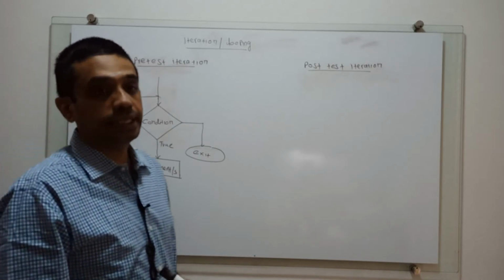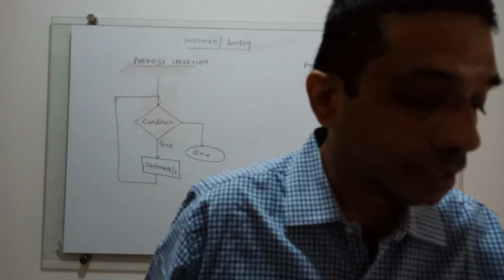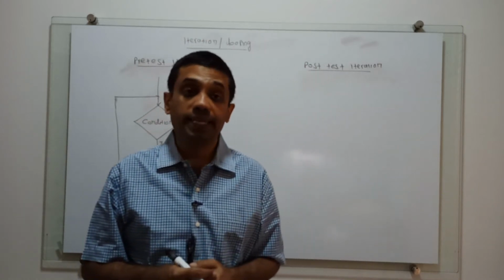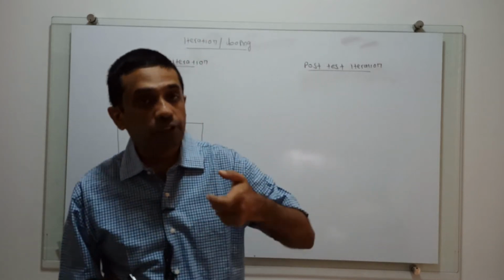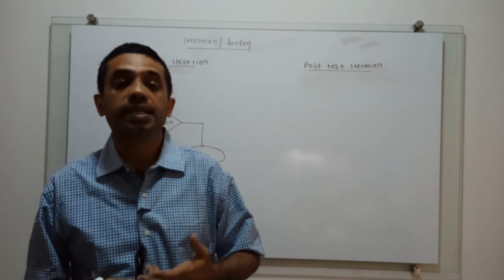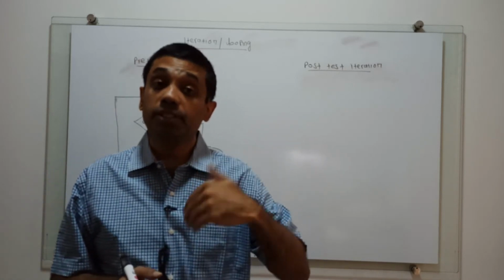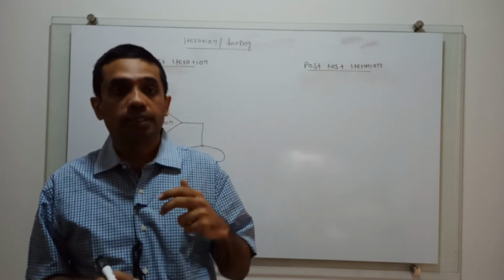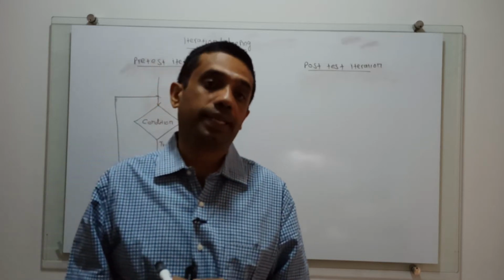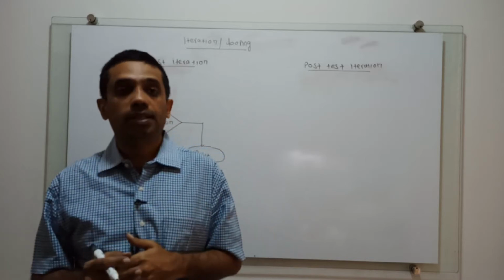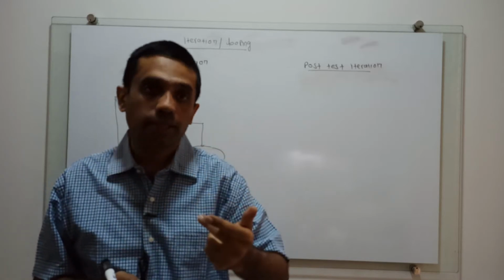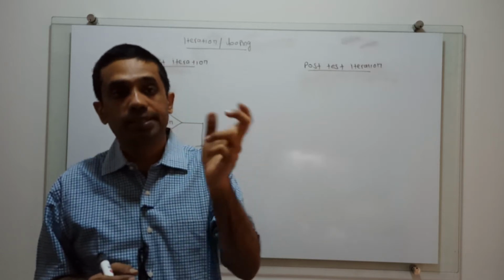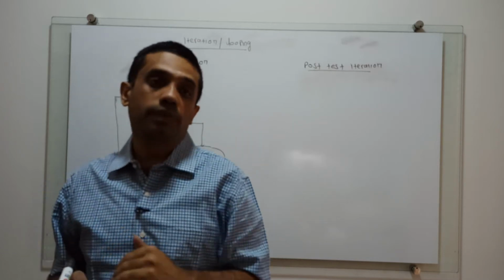In a post-test iteration, first the statement will get executed. After that, the condition will get tested. Even though the condition is false, the statement will get executed once. When the condition is true, the statement will get executed repeatedly. When the condition is false, after one iteration, that means the set of statements will get executed once, the control will go out of the loop.